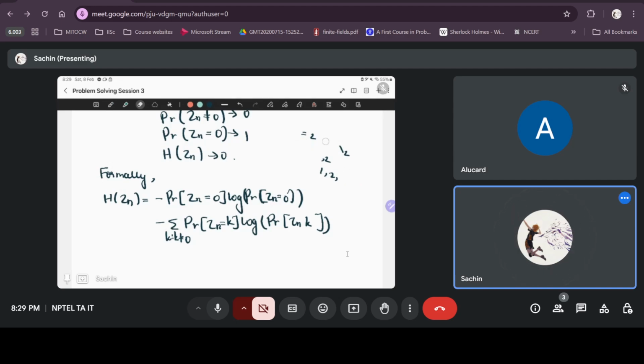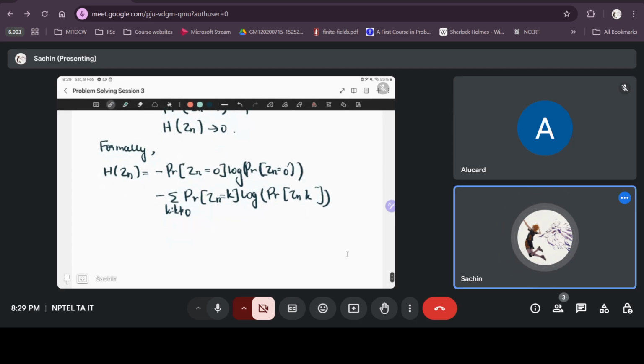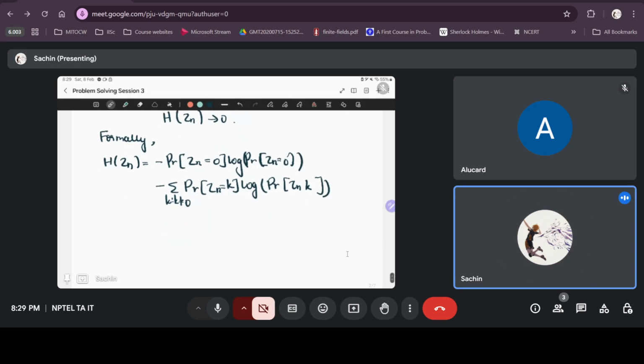So for this summation, the second summation is over all non-zero values k that Zn can take. Now this is less than or equal to minus probability of Zn equals 0 log probability of Zn equals 0, minus, so each of these probabilities.